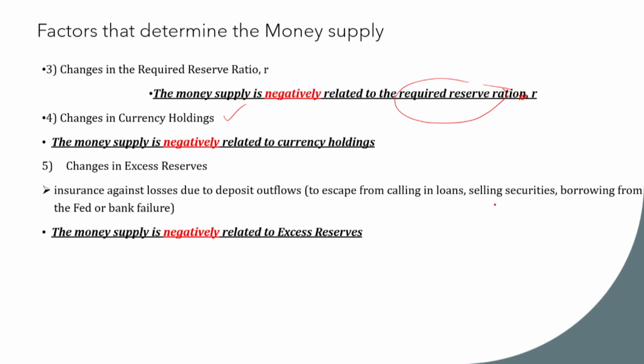Then similarly, changes in excess reserve, the point that we discussed. Excess reserve normally serves as a cushion or insurance against losses due to deposit outflow. So normally commercial banks prefer to keep a certain fraction of their deposits as excess reserve. If the commercial bank keeps a larger portion of their deposits as excess reserve, that is also negatively related, because that money won't go to the banking system and it won't go to the general public, right? Then the money supply will decline.